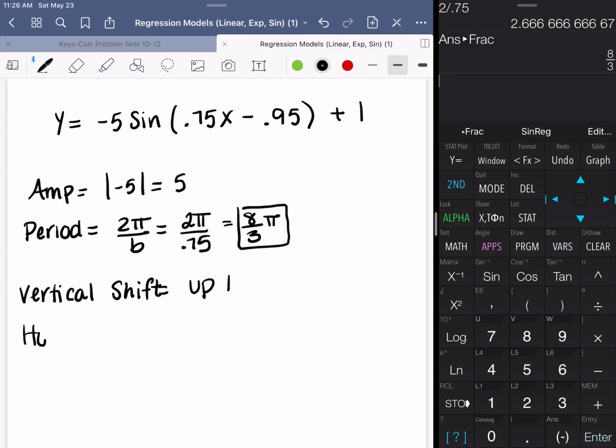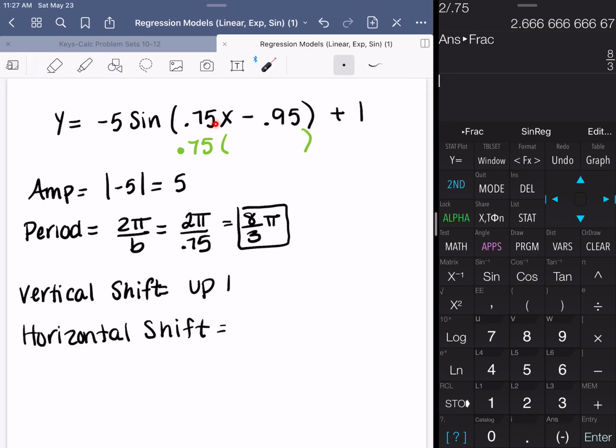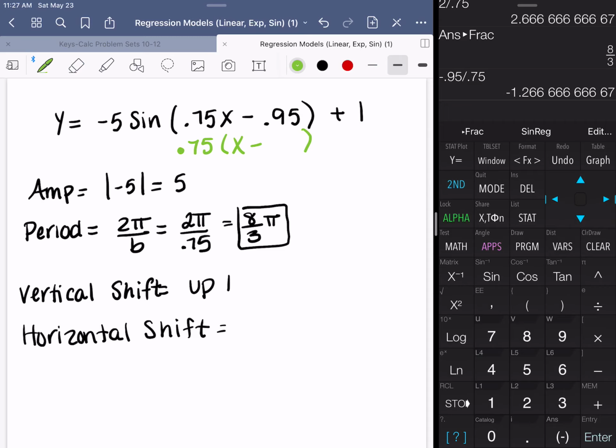And then my horizontal shift is found after I divide out that b value. So over here, we're going to divide out this 0.75 in here. So if we look, 0.75x divided by 0.75 is just x. And then we want to divide 0.95 and 0.75. So negative 0.95 divided by 0.75. We get an obnoxious number, which we can round. So let's round this to 2 decimal places like everything else.